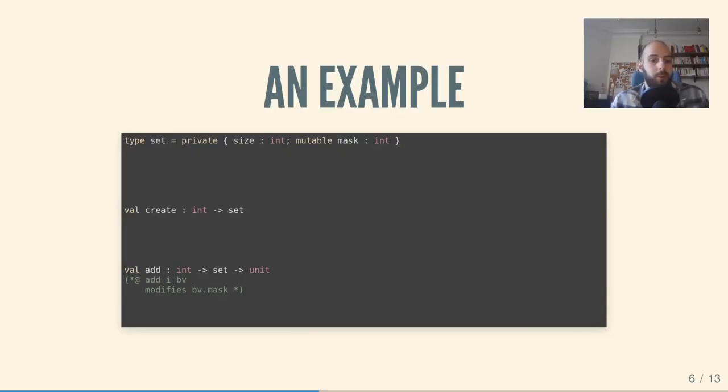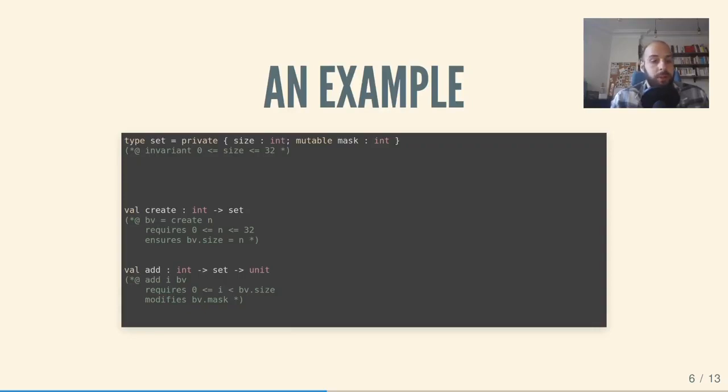Let's add a bit more information now and talk about size. We want to handle sets of elements from 0 up to 31, so we need size to be between 0 and 32. We of course require the same property at the entry of create, and we make sure that the returned set is indeed of size n, the argument. Finally, add also requires that i is within the size of bv, otherwise you cannot add i into bv.